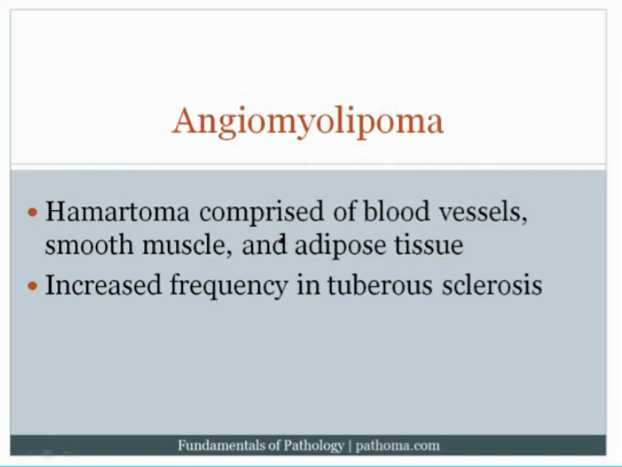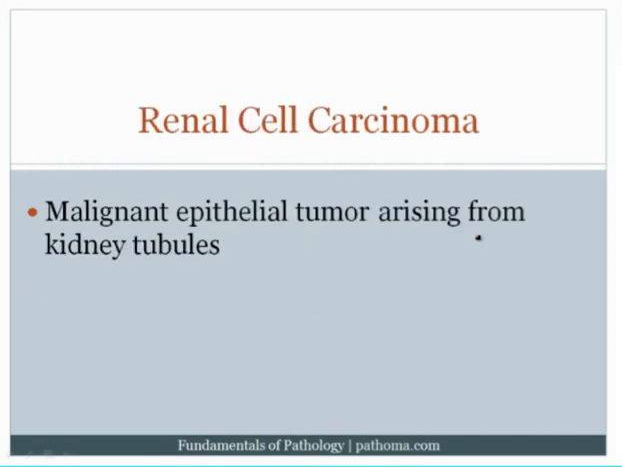The most important thing to know for purposes of board examinations is that this tumor is increased in frequency in patients with tuberous sclerosis, and that's the high yield for this entity.